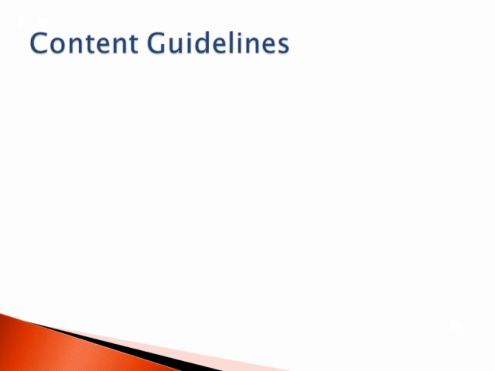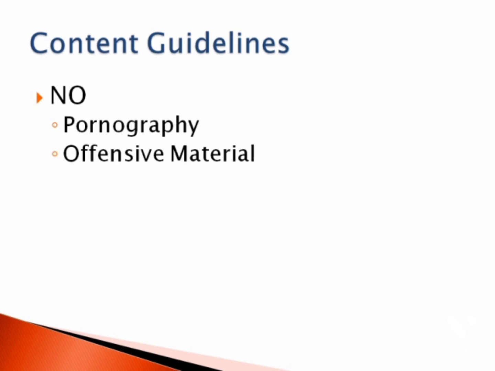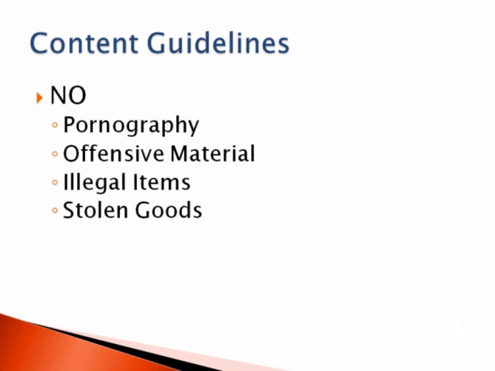Now let's talk about content guidelines. Essentially, what does Amazon allow you to do and what does Amazon not allow you to do? Now, most of this slide is going to be made up of things that Amazon does not allow. For example, they do not allow pornography. They do not allow offensive material, illegal items, stolen goods, recopied media. I think that's pretty much self-explanatory, that most sites don't allow illegal stuff or pornography or adult material.